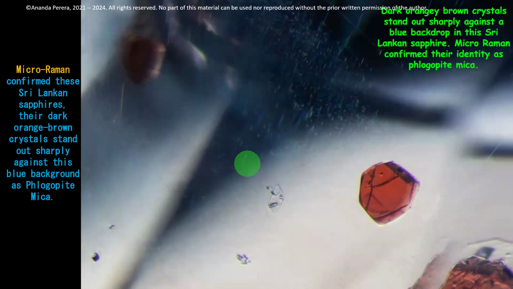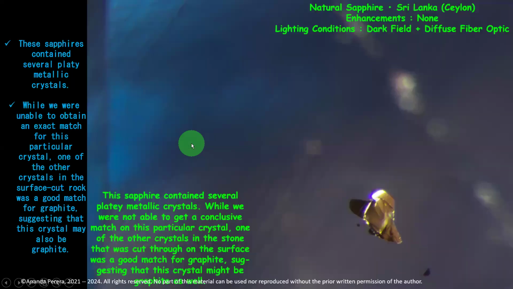And here, another inclusion pattern with some crystals, brown color crystals you can see here. These crystals are phlogopite, mica, phlogopite mica crystals with some inclusions here. Micro-Raman confirmed these Sri Lankan sapphires. Their dark orange-brown crystals stand out sharply against this blue background and are phlogopite. See, phlogopite. 1, 2, 3. There are 3 here. Phlogopite mica.